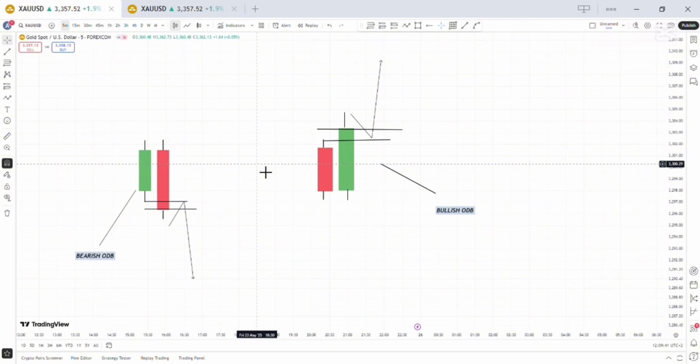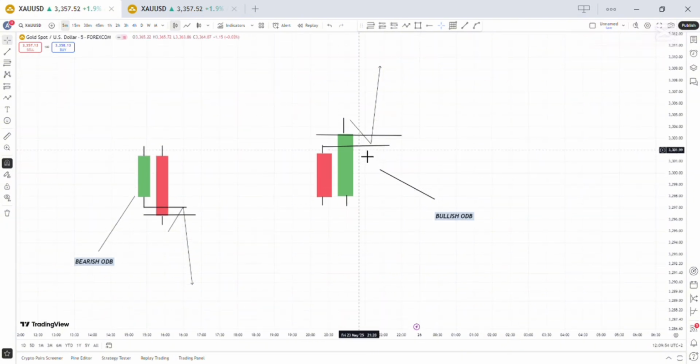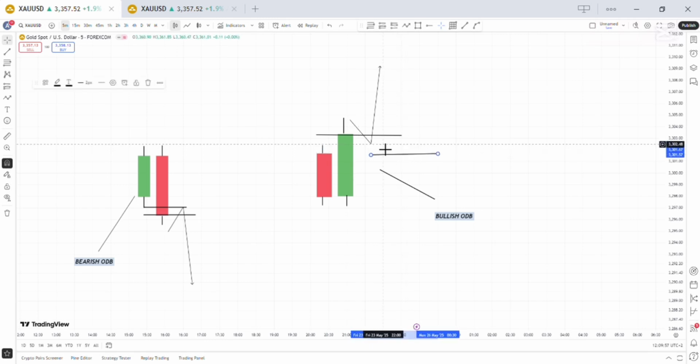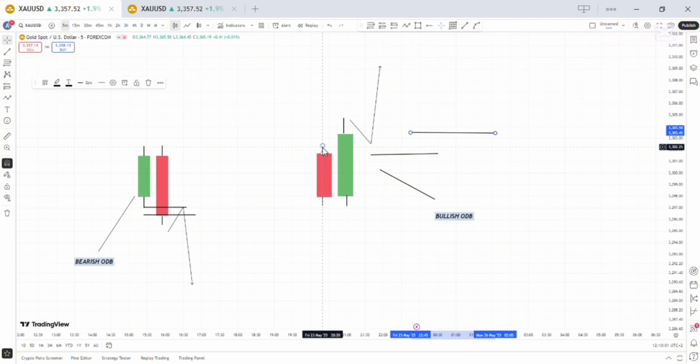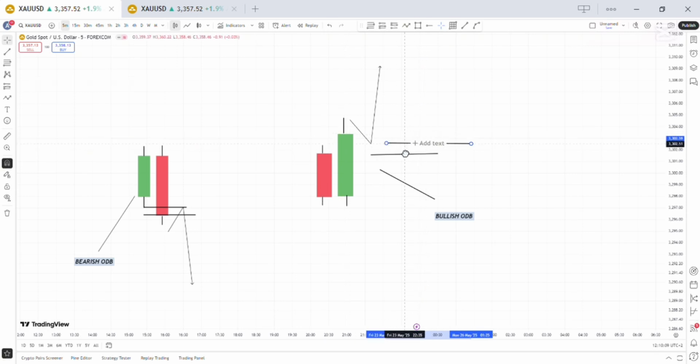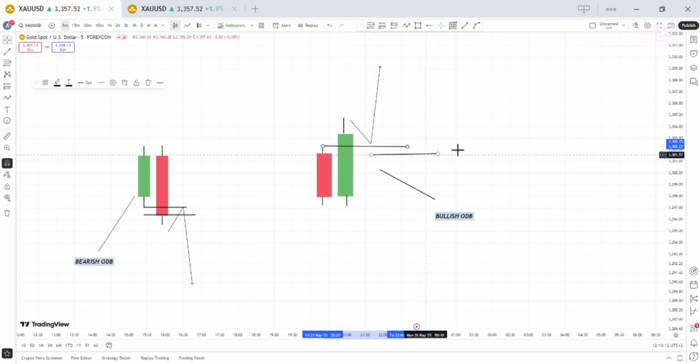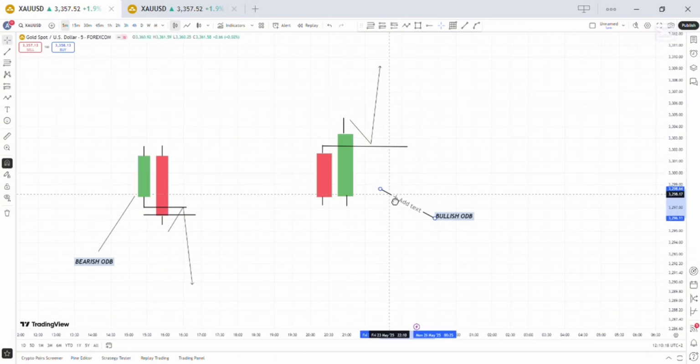Now, for you to validate your entry for an order block, I believe you know what an order block is now. How do you trade order blocks? Where do you place your entries on an order block? Remember, the rules of trading order blocks go as follows. For the bullish order block, if the body of the candle is bigger than the wick, you pick your entry from the wick. That is, your entry should come from here, because the body is bigger than the wick.